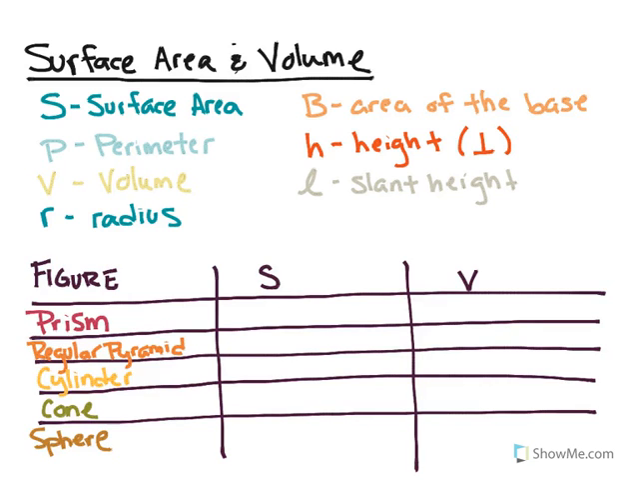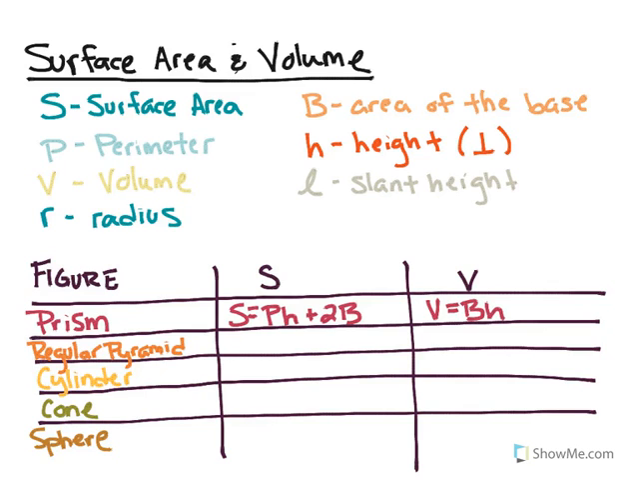Okay, so here are the 5 figures that we are going to figure out their surface area and volumes for. So prisms, again, are the figures, the polyhedron with 2 parallel congruent sides. So surface area for all prisms is S equals perimeter times the height plus 2 times the area of the bases, because there's 2 of them. The volume is simply the area of the base times the height.